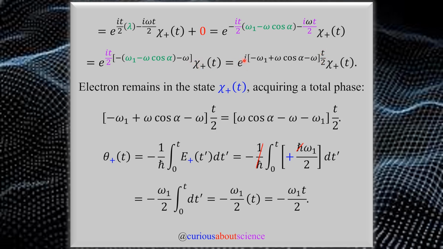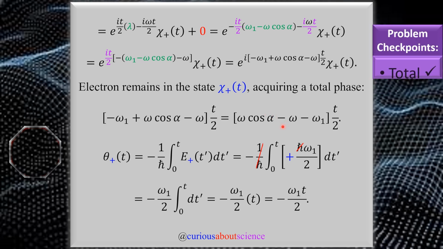The I can stay out front because we don't care about it in the viewpoint of the phase. And so what this tells us is that in the adiabatic scheme, the electron remains in the state chi plus, or spin up, while acquiring a total phase of everything inside the exponential that's not I. So that would be all of this. Go ahead, put that in good order so we can get rid of the negative signs, because leading with negatives is not always fun. And this tells us the total phase. Okay, now that we have that, we can go straight to step 2.